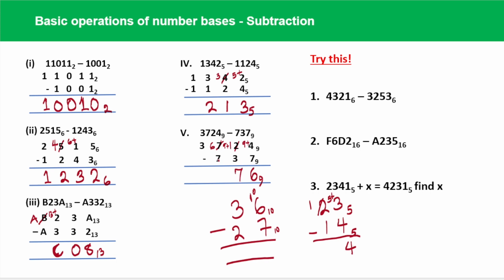6 minus 7 again is impossible, so we borrow from 3. That will leave us with 2. The 1 we borrow from 3 becomes the base again, which is 9. So we have 9 plus 6, which is 15. 15 minus 7 will give us 8. Then we have 2 here. 2 minus nothing will give us 2. Therefore, our answer to this in base 9 is 2876 base 9.